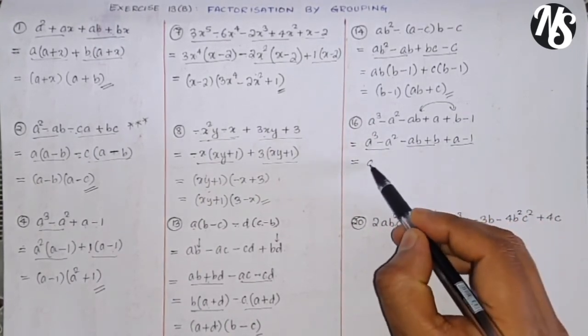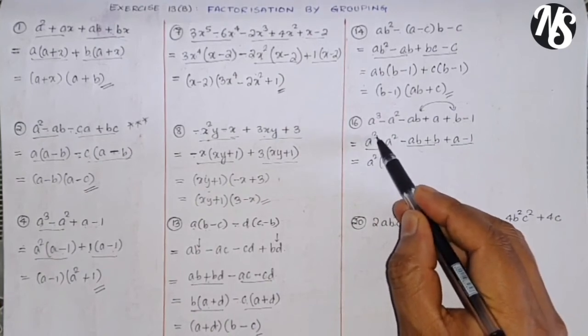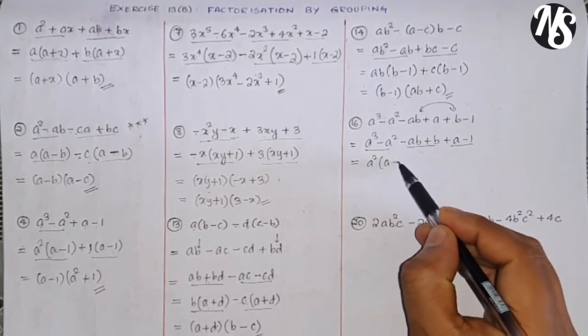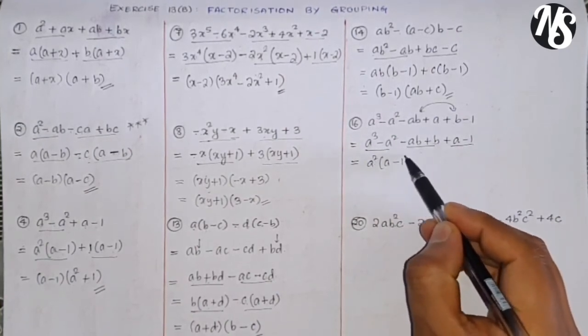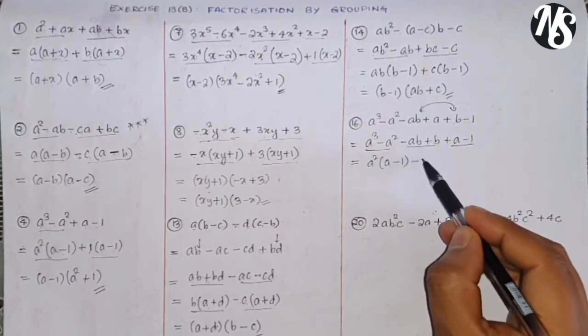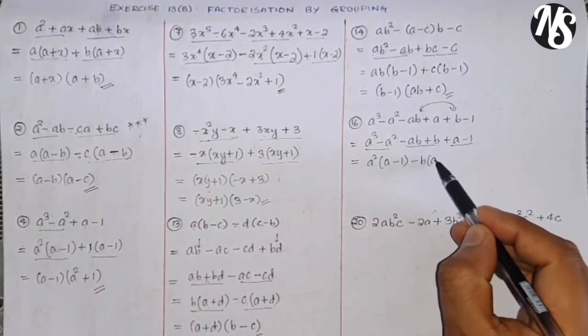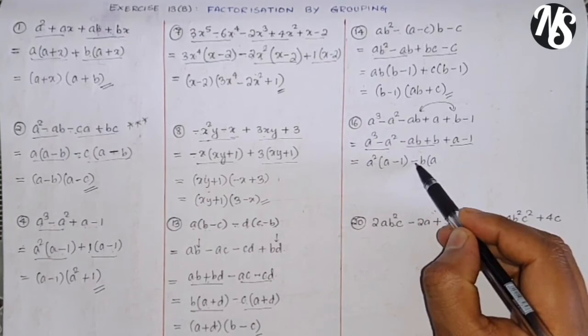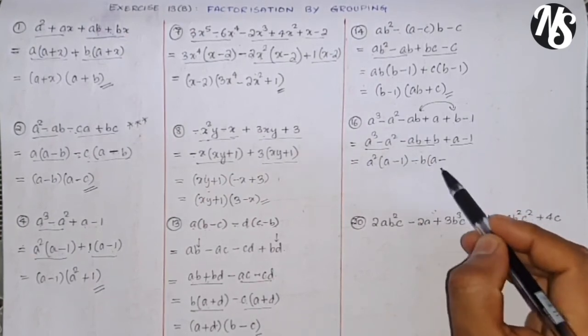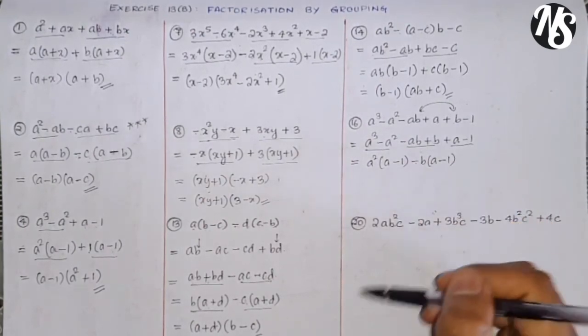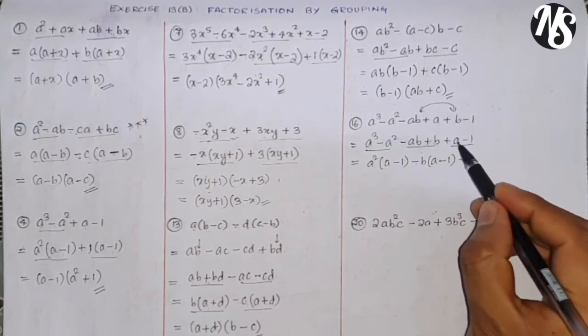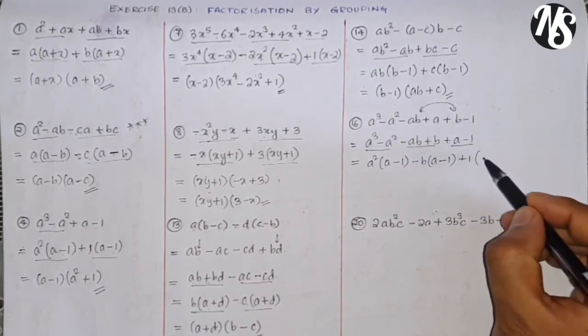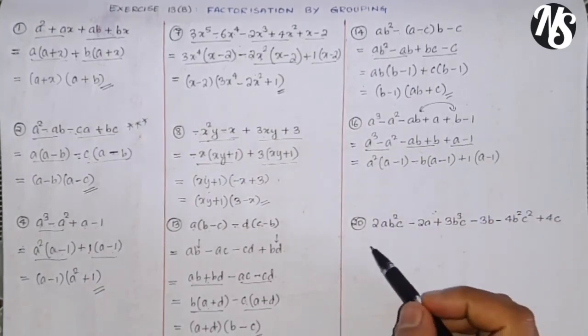Now among these two, A square is common, so you get out of A cube, A square is gone, so only A is left. Now A square is gone, means we have 1. Now minus B is common, so A is left, so this plus becomes minus since minus is common, B is gone, means only 1 is left. So here nothing is common, so just write 1 is common, so you get A minus 1.